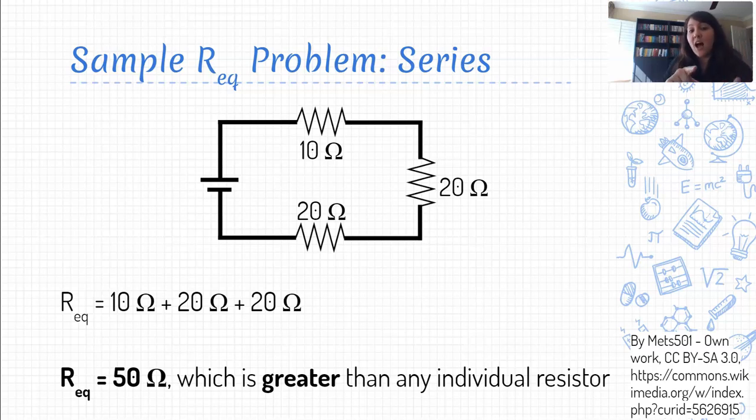So in other words, I could take all 3 of those resistors, pull them out of the circuit, stick in just one 50 ohm resistor, and it would have the same effect on current.